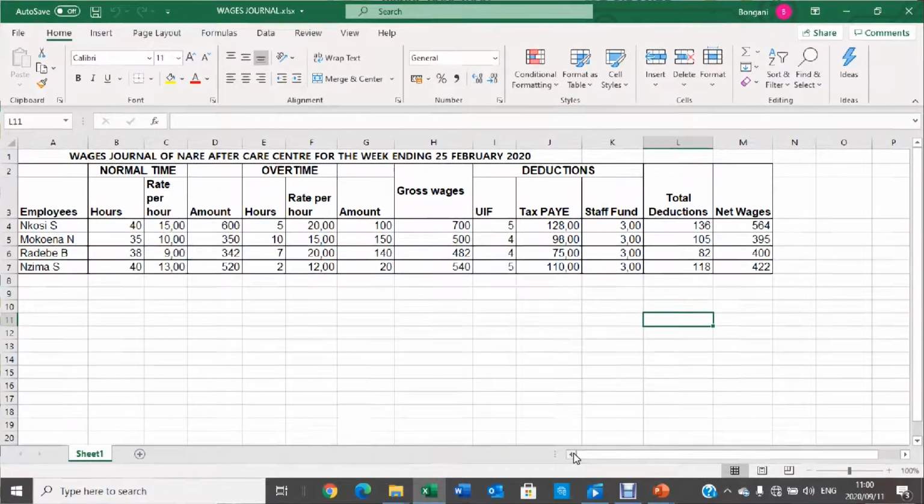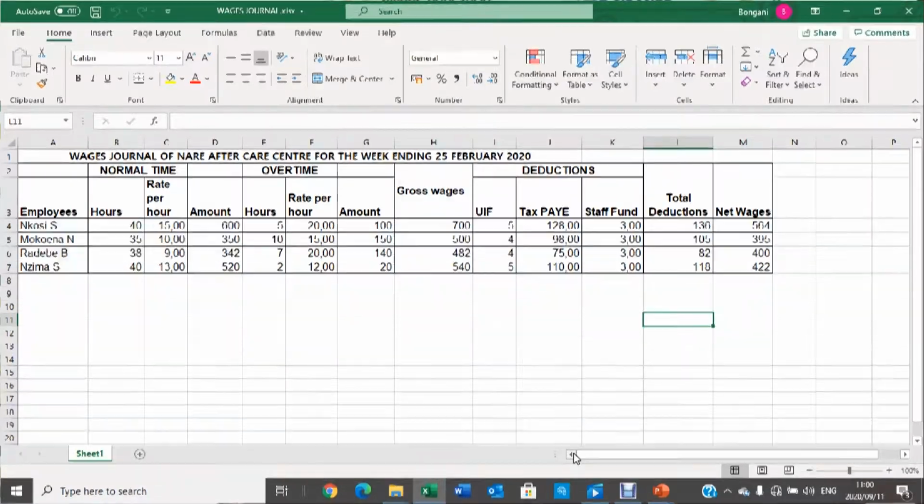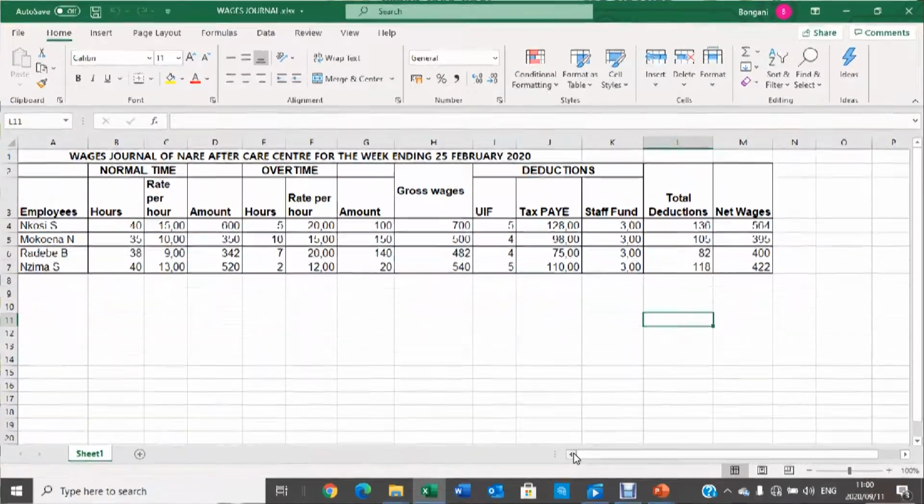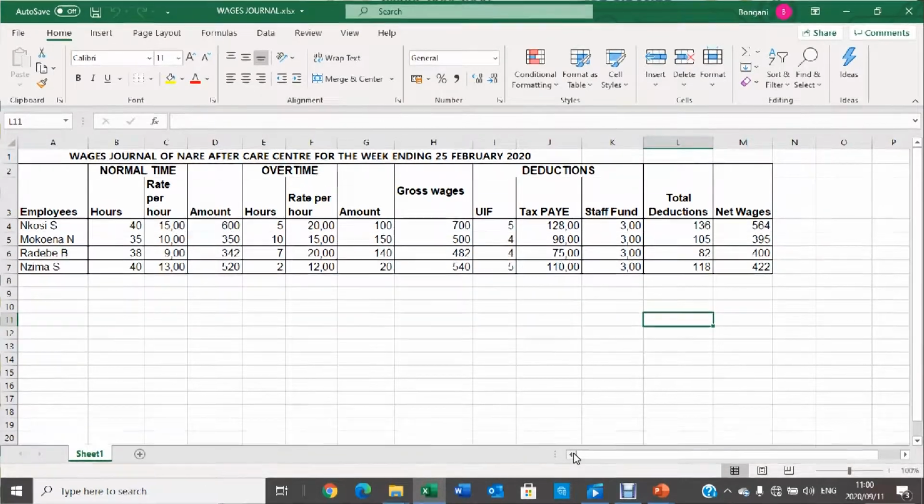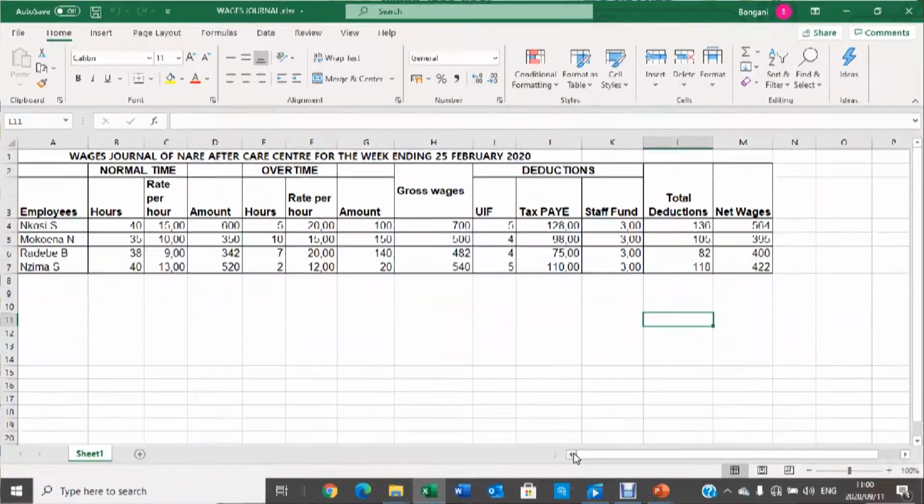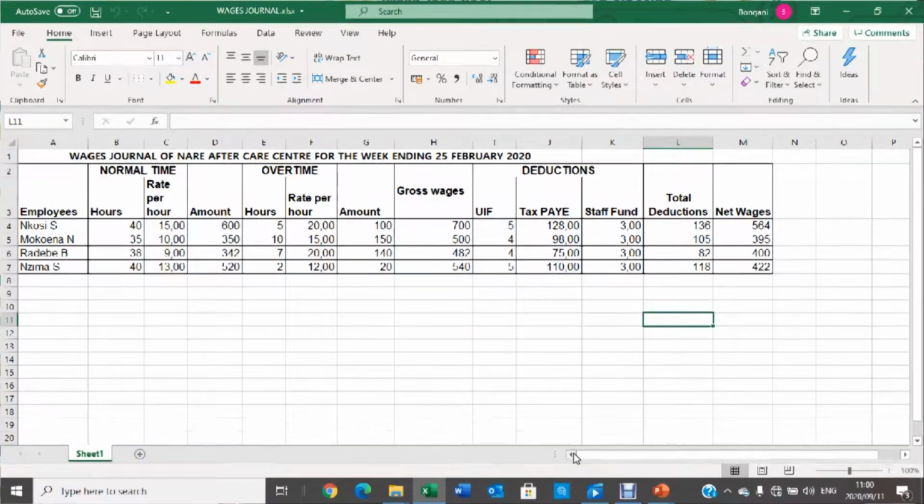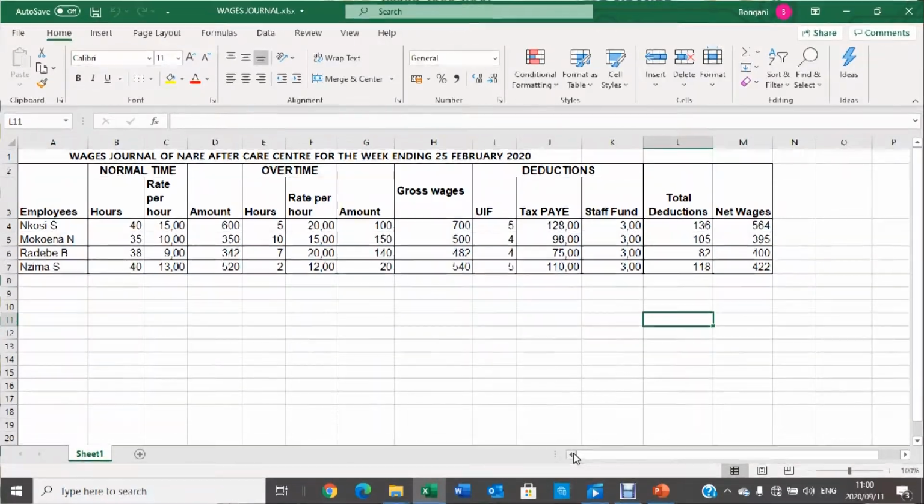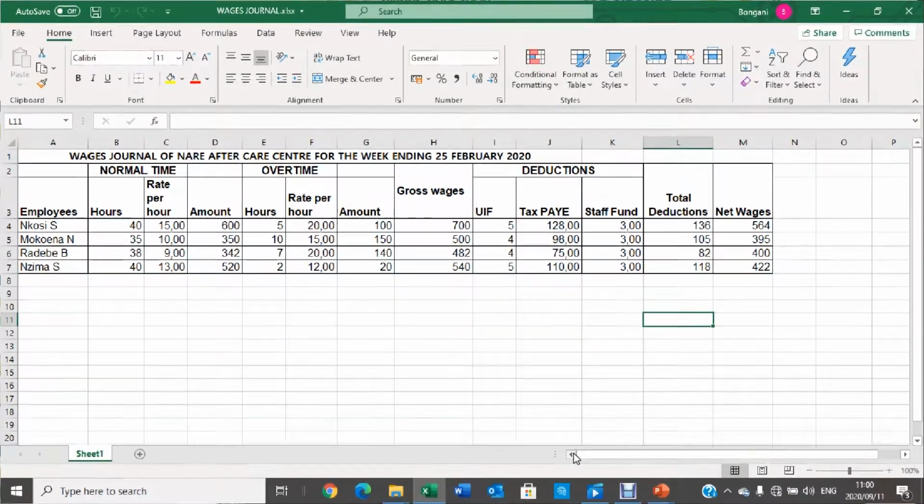And then we move to the deductions of the employee, which are 5 rand under UIF, tax payee which is 110, and then staff fund, which is 3 rand. When we add them, we are going to get 118, and then the take home of the employee will be 422, which means that's all for the wages journal that we were going to cover.